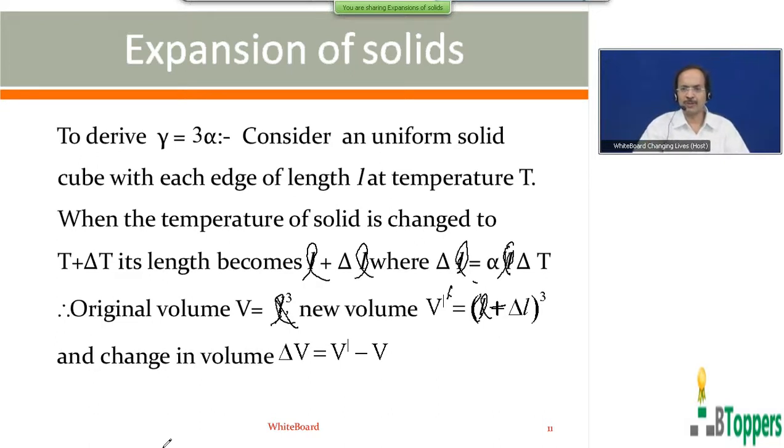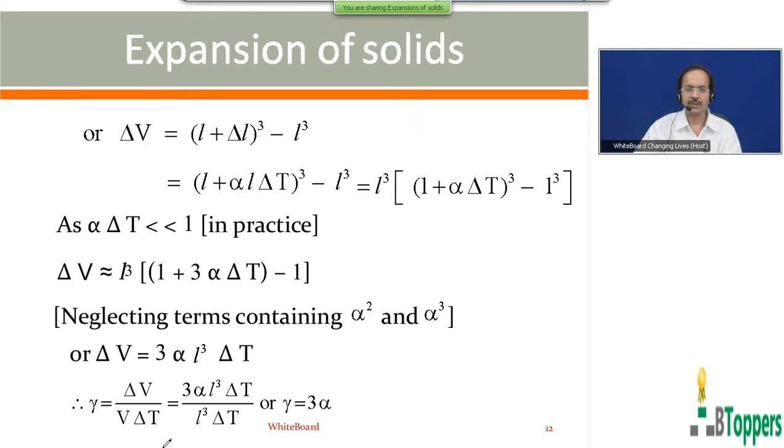Those who want to copy the notes, please take a pause and copy. I am going to show you the continuation to this in the next slide. So delta V can be written as L plus delta L whole cube minus L cube. Substitute delta L equal to alpha into L into delta T. You can take L cube common in all the terms on the right hand side. So you can write L cube into 1 plus alpha delta T whole cube minus 1 cube.